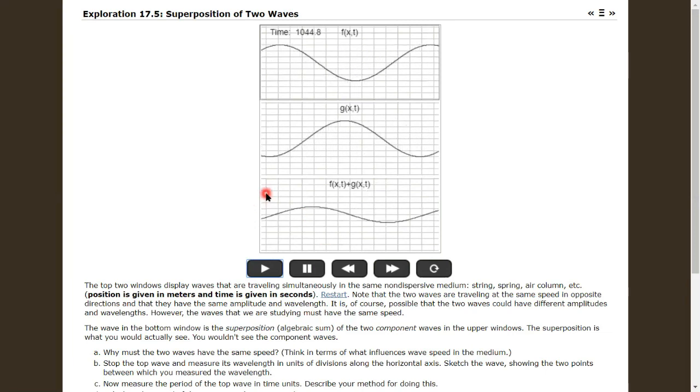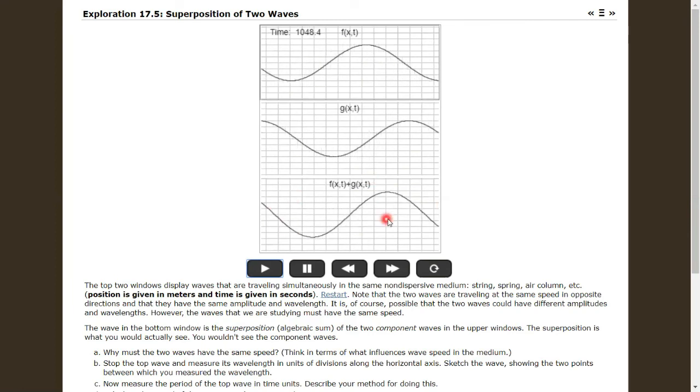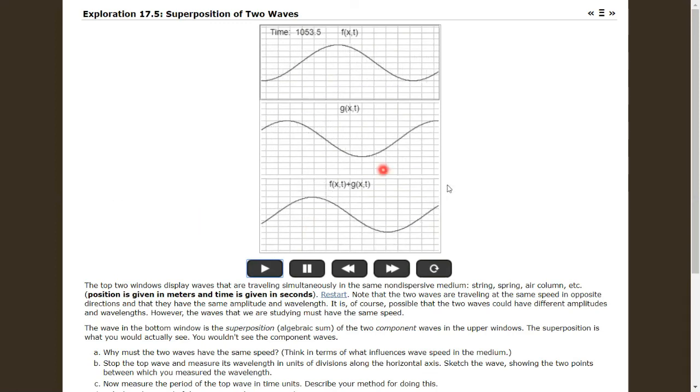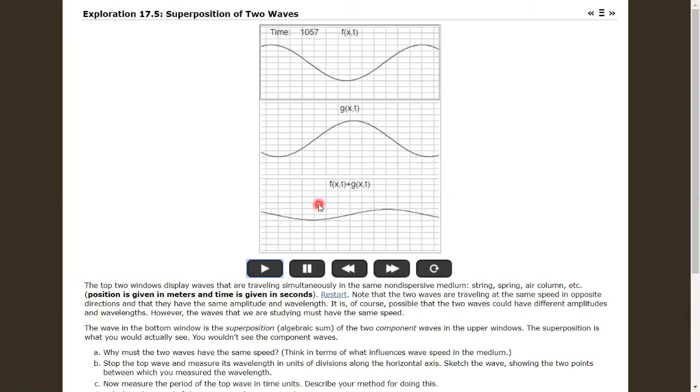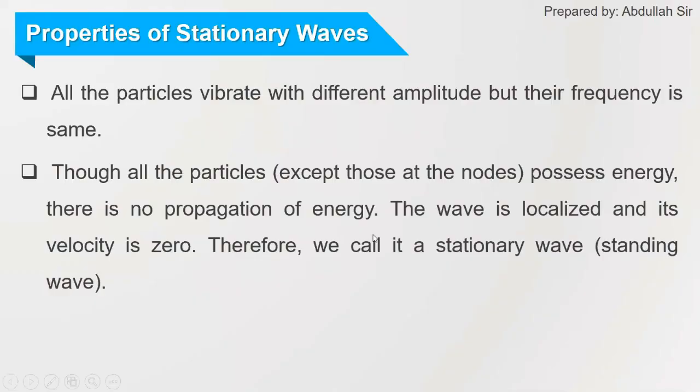This wave is confined in this section. It is not traveling in forward direction. It is not traveling in backward direction. So that's why it is called a stationary wave or standing wave, because there is no net flow of energy or the velocity is zero. If the velocity is zero, that means the wave is stationary.